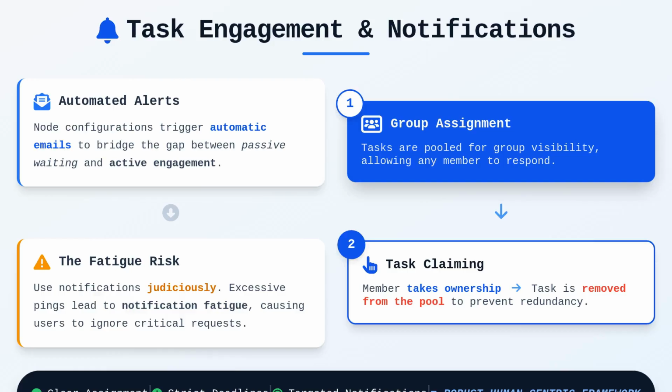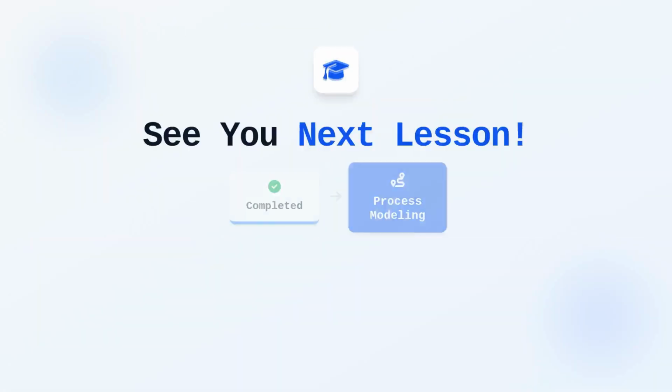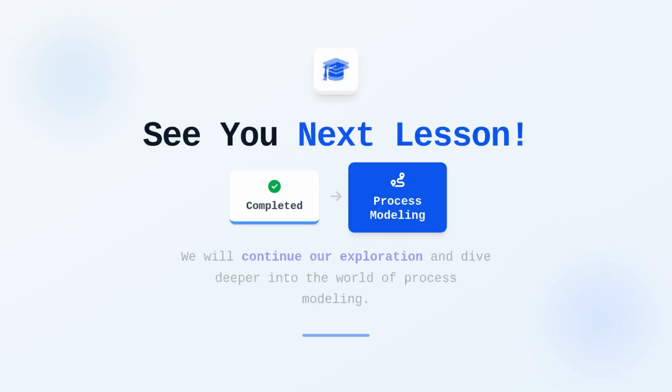The combination of clear assignment, strict deadlines, and targeted notifications creates a robust framework for managing human-centric activities within your automated workflows. I will see you in the next lesson where we continue our exploration of process modeling.